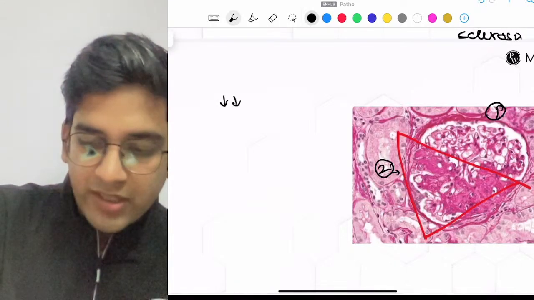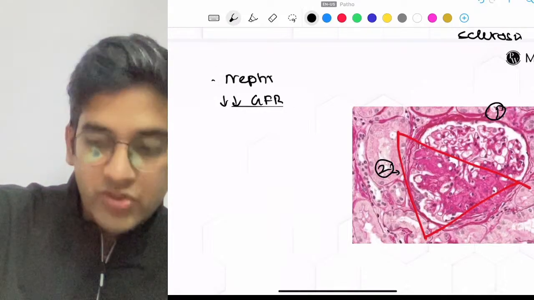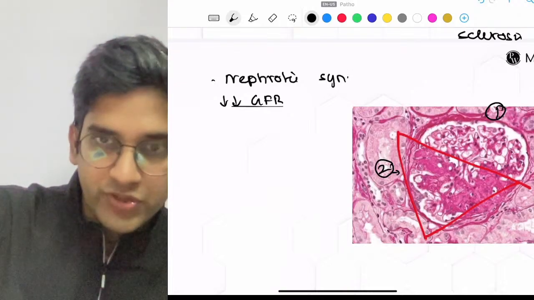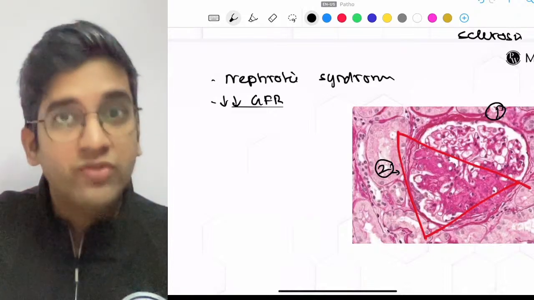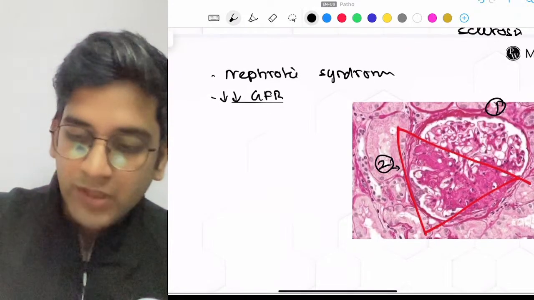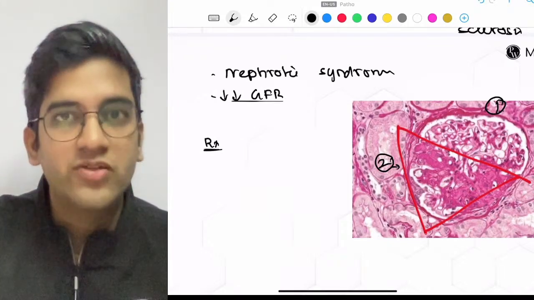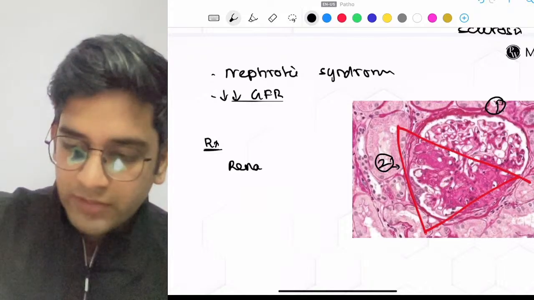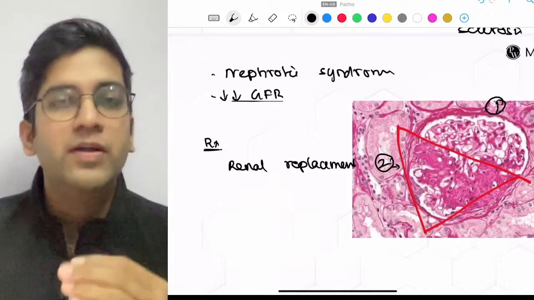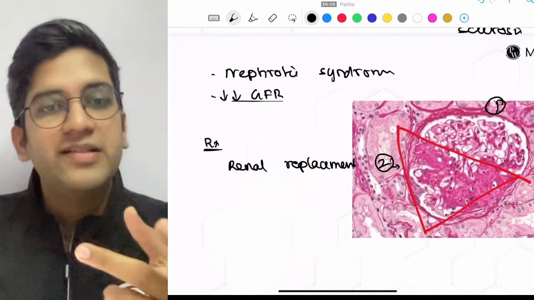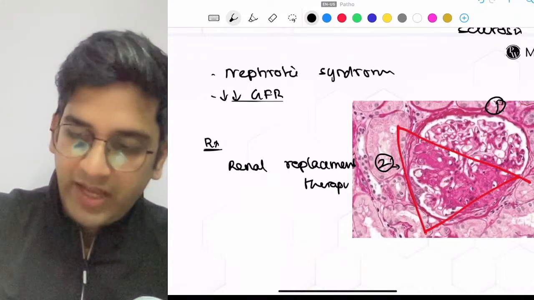So this patient will have a reduced GFR. Also the patient will have nephrotic syndrome because the starting point was damage to the foot process, right? So he'll have nephrotic syndrome and he'll have a reduced GFR. This is the basis of classifying CKD based on reduced GFR. Again, like I said, if it's going to go to a 4th or 5th stage of CKD, treatment is going to be renal replacement. Renal replacement means either dialysis or replacing the kidney by transplant. Both of them come under renal replacement therapy. Okay, that's about your FSGS.